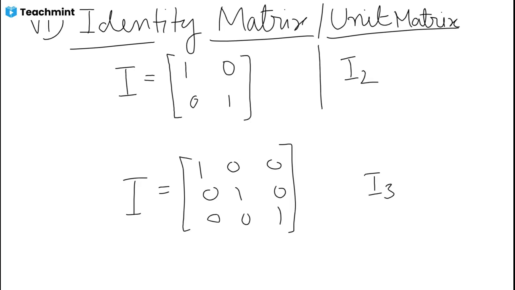We usually use this symbol I, but sometimes they can give you this. So we need to understand that this is a 2 by 2 order identity matrix and this is of 3 by 3.